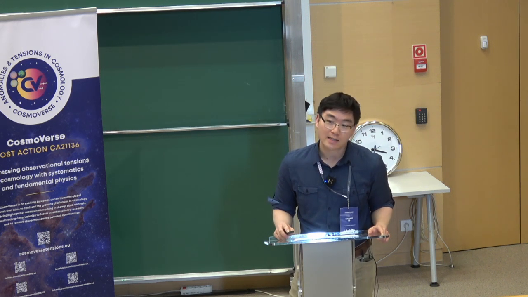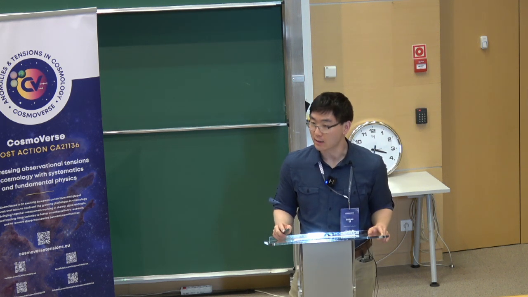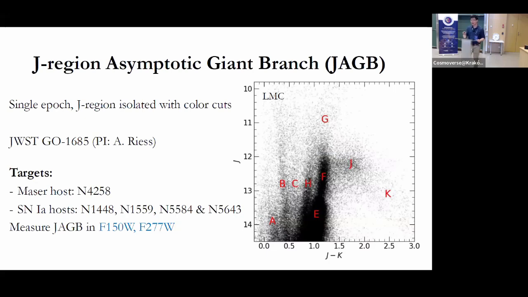Observationally, measuring the JAGB involves only single epochs of visits. What's convenient here is that we can isolate the J region to measure the JAGB simply using color cuts. So for instance, you can apply a color cut of J minus K of 1.4 or 1.5, a vertical cut here, to separate out the F and J regions. And you can also apply a color cut at 2 to separate out the J and K regions.